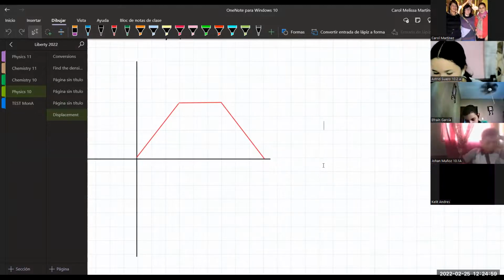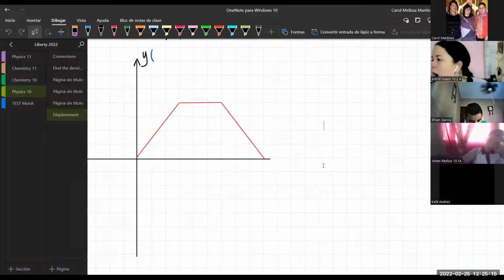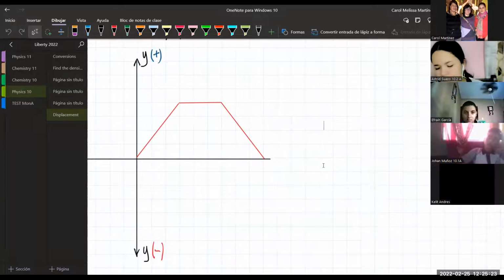The y-axis is the vertical axis. If it goes up or to the north, you will consider a positive sign. If it goes downward or to the south, you will consider a negative sign. In the y-axis, which is the vertical axis, what you are going to have is displacement, which is going to be measured in meters.